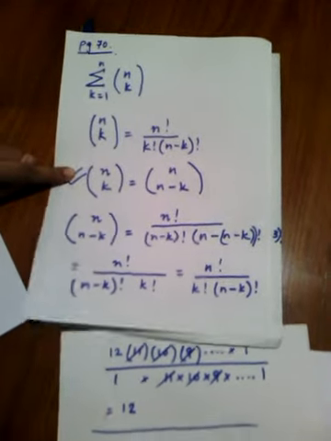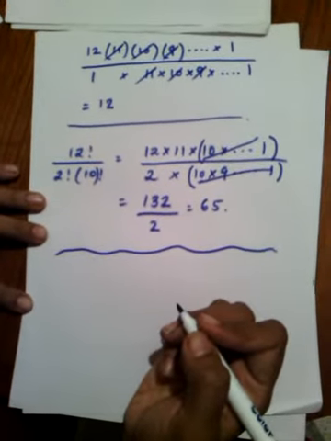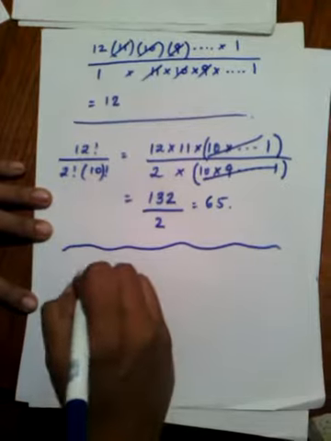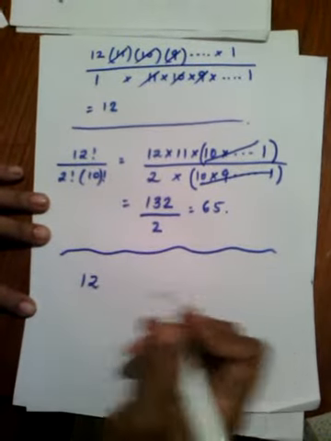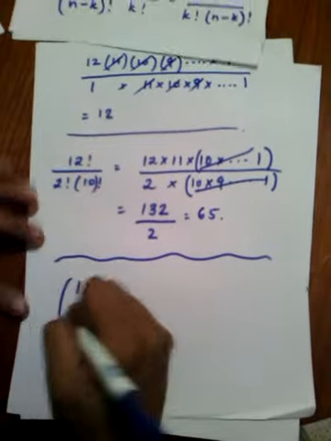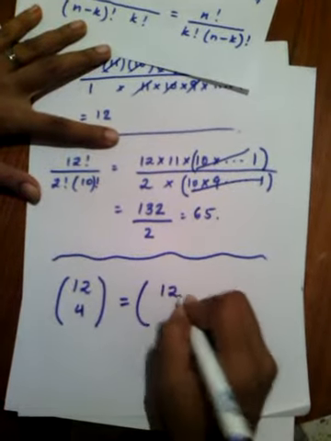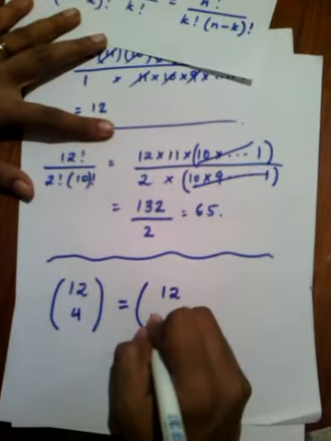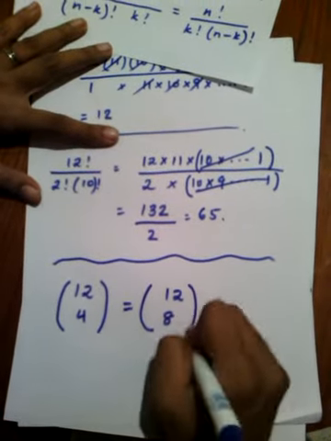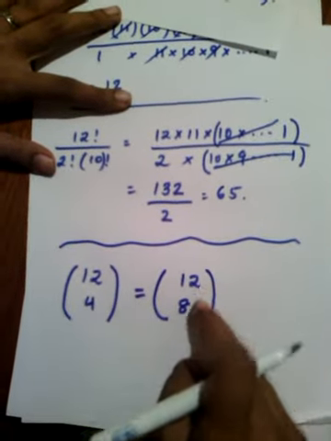How do we use it? One instance would be, let's choose k to be 4. So 12, that's n is 12, that's consistent. And if k is 4, then the claim is that is the same as the following, 12 minus 4. Right? So 12 choose 4 is the same as 12 choose 8.